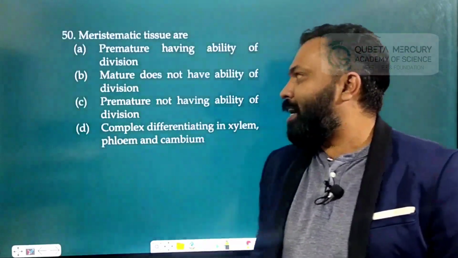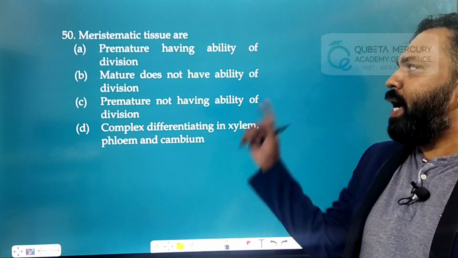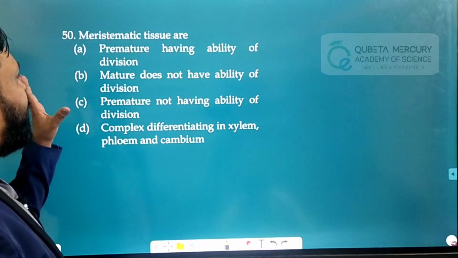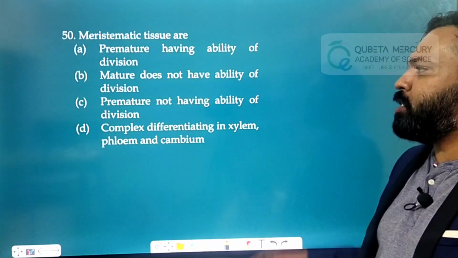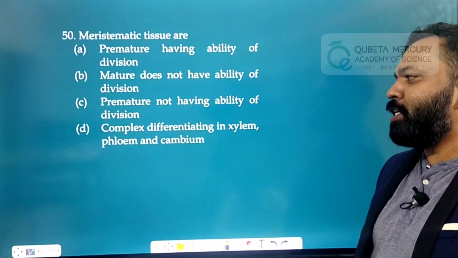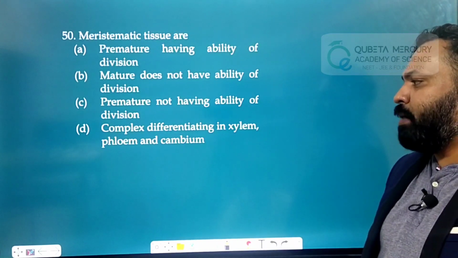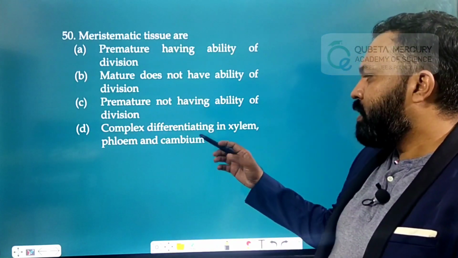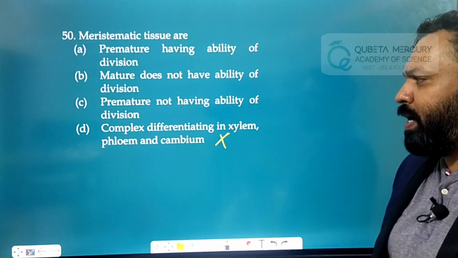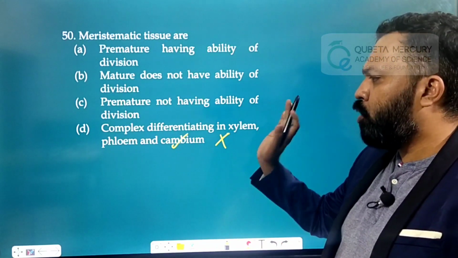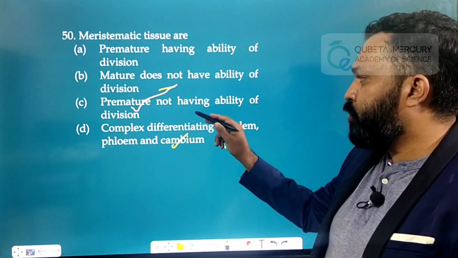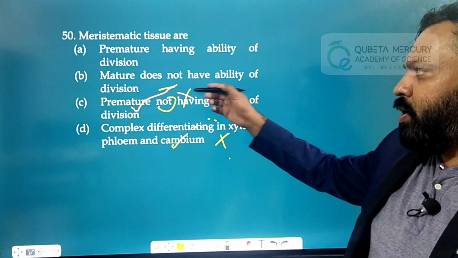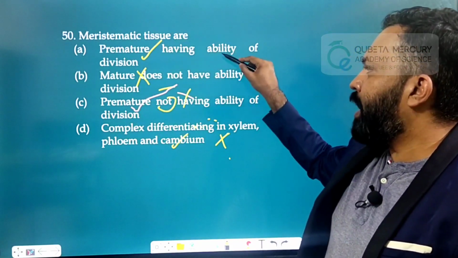And here comes our last question, question number 50. Meristematic tissues, a question from the chapter Anatomy of Flowering Plants, from the topic meristem. Meristematic tissues are premature having ability of division, mature does not have ability to division, premature not having ability to division, complex differentiating in xylem, phloem and cambium. Complex differentiating in xylem, phloem and cambium, that's not meristem. Cambium is meristem, but xylem and phloem are not at all meristem, they are complex permanent tissues. Premature, not having, so wrong. Mature, no, wrong. Premature, having ability of division, fine.